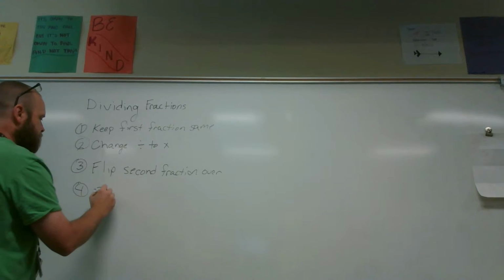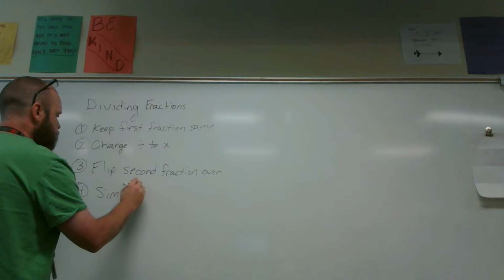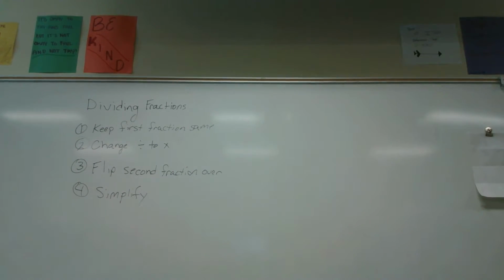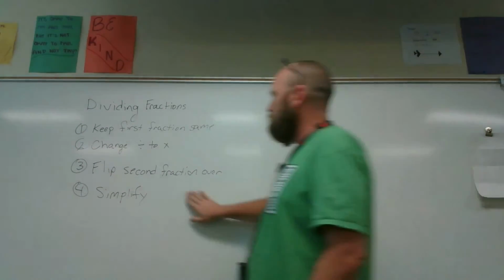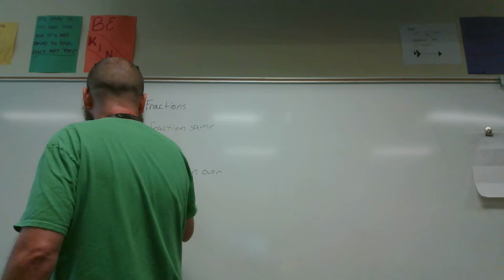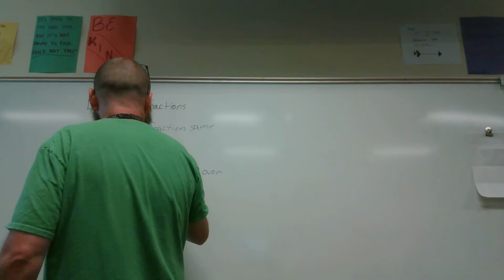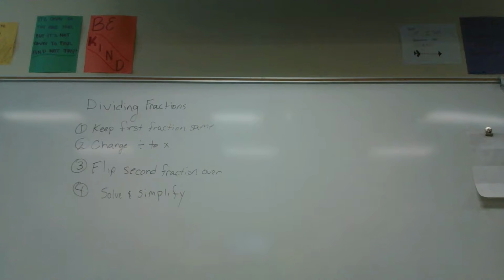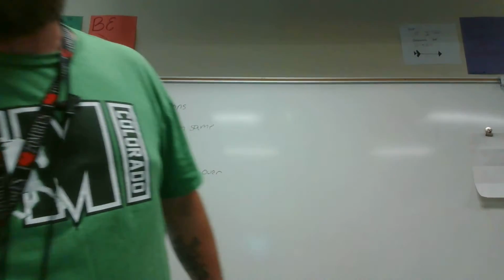And step 4 is simplify. After you change it to multiplication, you solve it and then simplify. I should write solve and then simplify. That'd be better. Solve and simplify, if possible. Not all of them will be able to be simplified. Like 1/1, yeah, you can simplify 1/1 and make it just 1. Exactly.